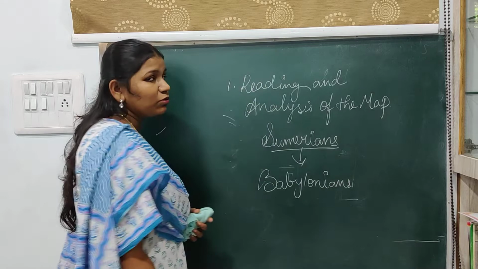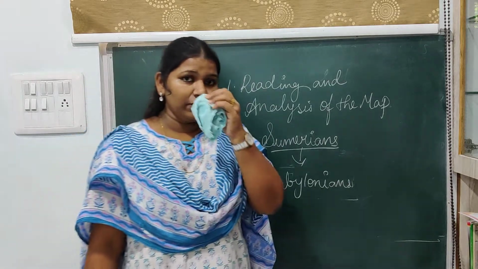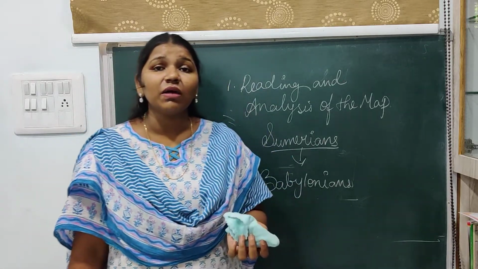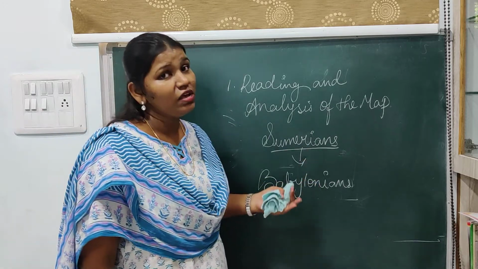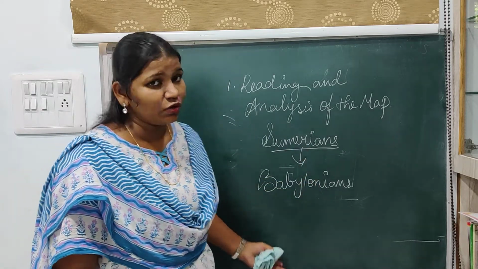Okay, then the Babylonians also started the map. Why did they start the map? The first thing is that, like the Sumerians, they wanted to hide their treasures. For that only they used it.